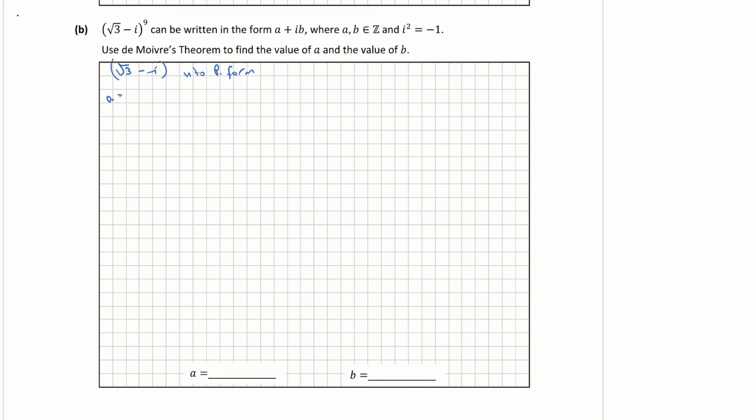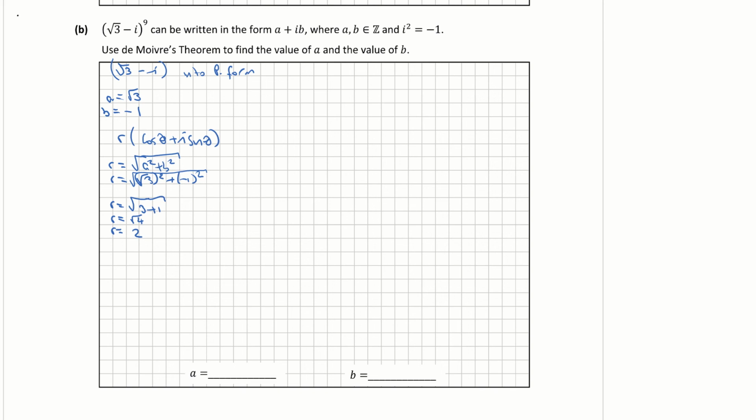And my a here is the square root of 3. My b is the number in front of the i, which is negative 1. My polar form is r times cos theta plus i sine theta. The radius then is given by the square root of a squared plus b squared, the modulus. And that's giving me the square root of 3 all squared plus minus 1 all squared in a square root. So my radius here is the square root of 3 plus 1, which is the square root of 4, which is 2.